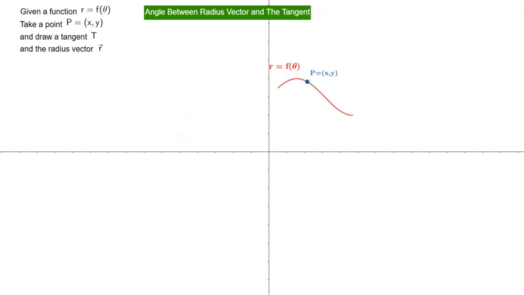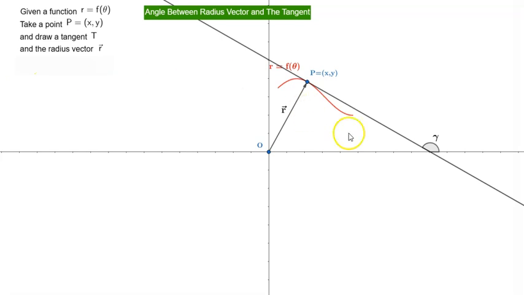Draw a tangent T and the radius vector r. So this is the origin. This tangent forms an angle gamma with the x-axis. The radius vector forms an angle theta with the x-axis, and the angle that we are actually interested in is between the radius vector and the tangent. So let's call that beta. We want to arrive at a general expression for finding the angle beta.